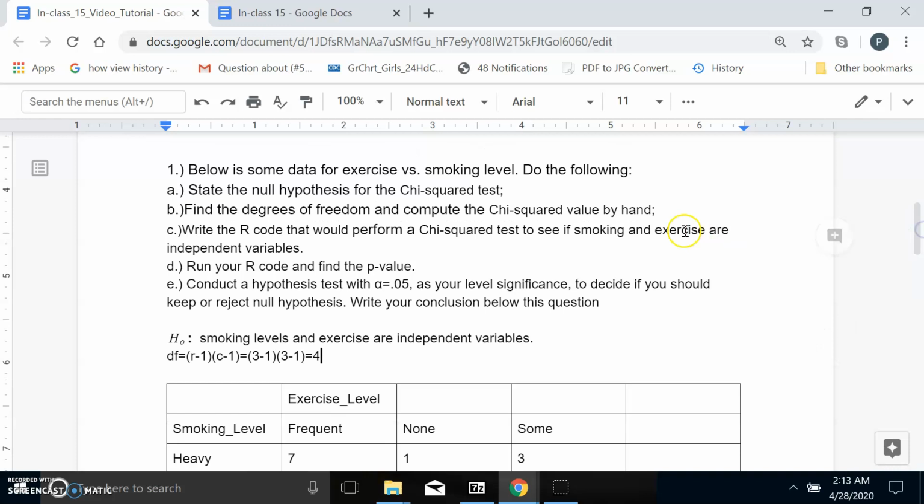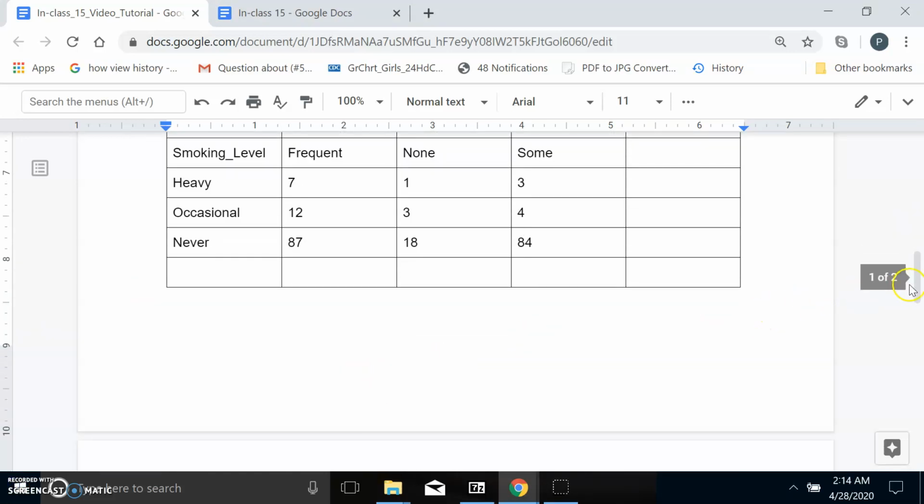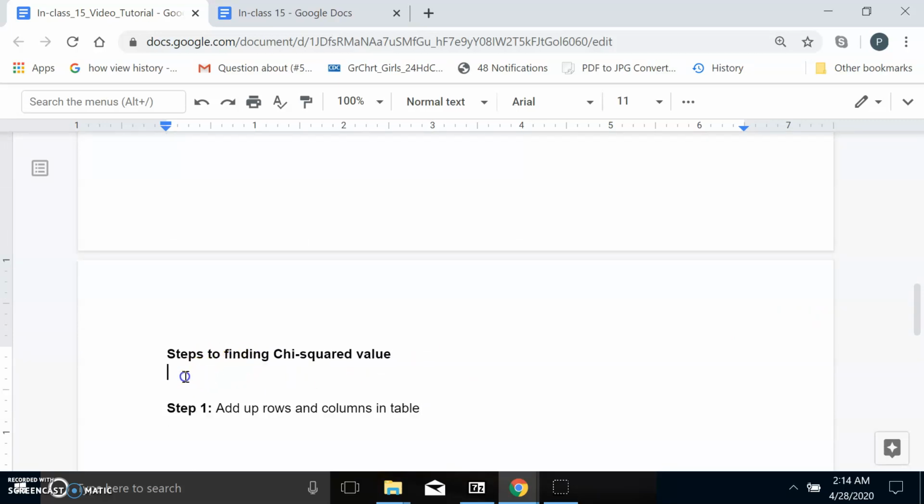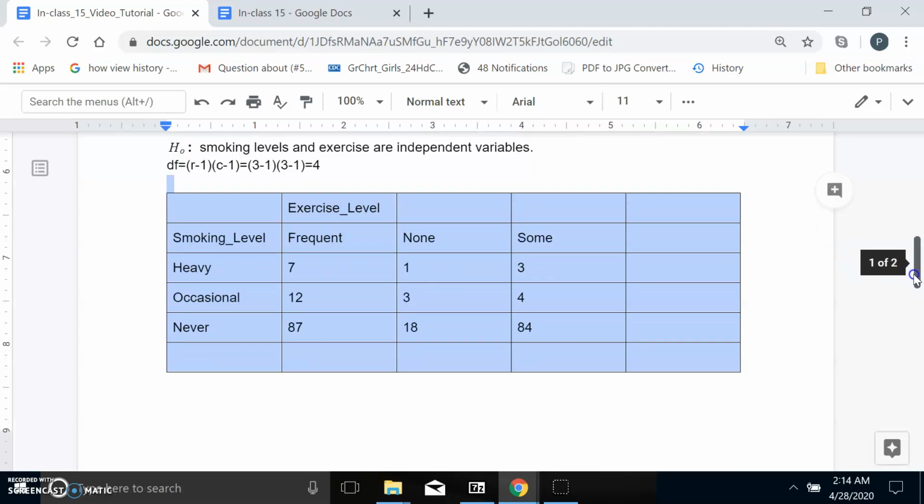Let's keep going. Now it says compute the chi-squared value by hand. Let's do that next. So let's go through the steps to find the chi-squared value. So step 1 here would be add up all rows and columns in the table. So let's take our table above and paste it down below. Here's my table. Paste it below.